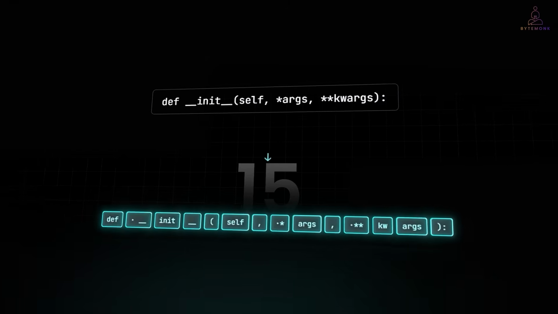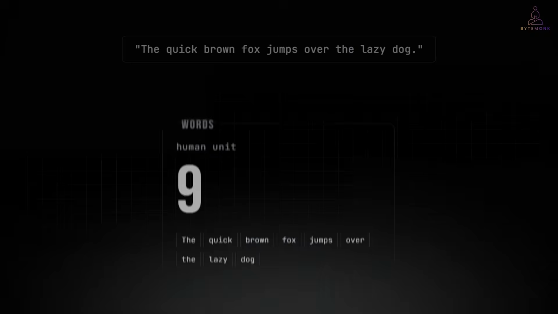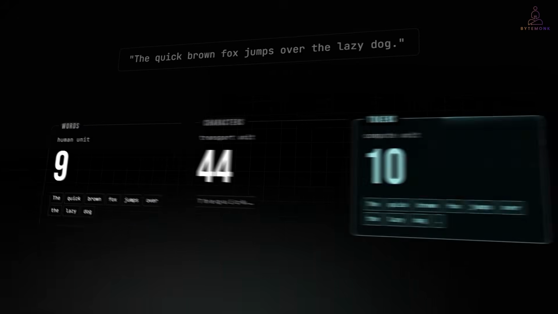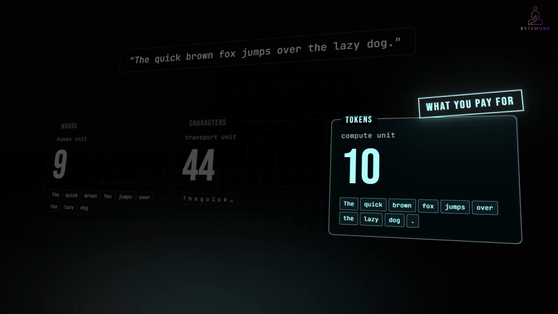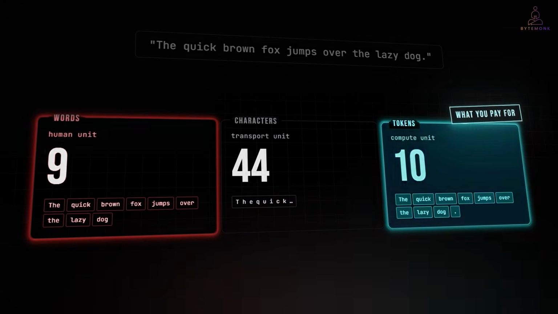It is counting symbols. So here is the core idea, and we are going to come back to it over and over in this video. Words are a human unit. Characters are a transport unit. Tokens are the model's compute unit. And compute is what you pay for. What looks short to you can be long to the model. What looks long can be surprisingly short. So if you are building anything with LLMs, you have to learn to look at your prompts the way the model looks at them. In tokens, not in words.